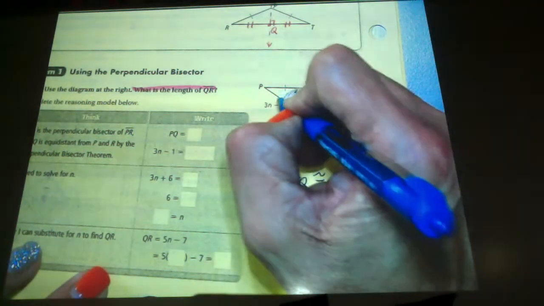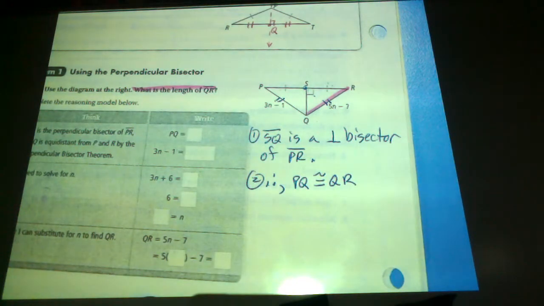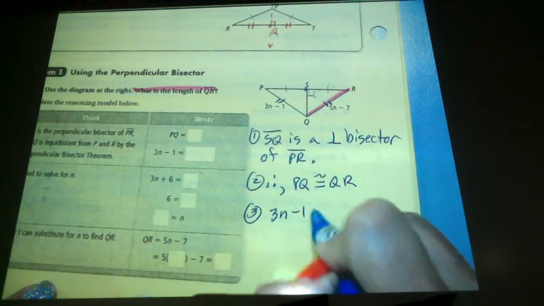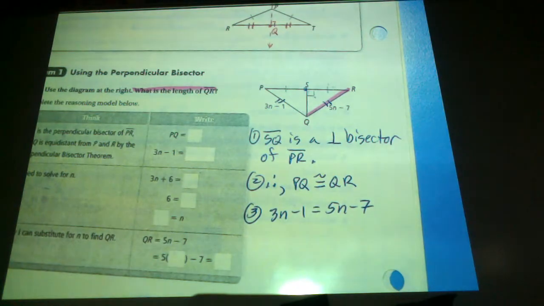So I'm going to put in double tick marks here. They're not going to tell you this. You know it because you have a perpendicular bisector. So Q is equal distance from those points. So then step 3, I can set those equal to each other. 3n minus 1 is equal to 5n minus 7. So please finish the problem.